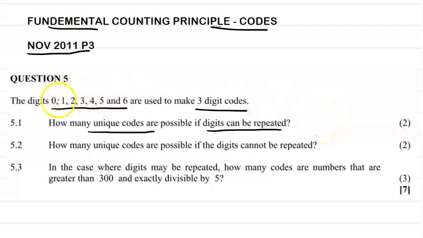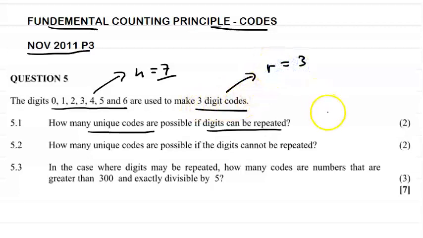Now firstly, let's look at how many items we have to be arranged. We've got 1, 2, 3, 4, 5, 6, 7. So therefore n is equal to 7. So the number of items to be arranged is 7. And how many places do we have to arrange them in? They are 3-digit codes. So therefore r is going to be equal to 3.